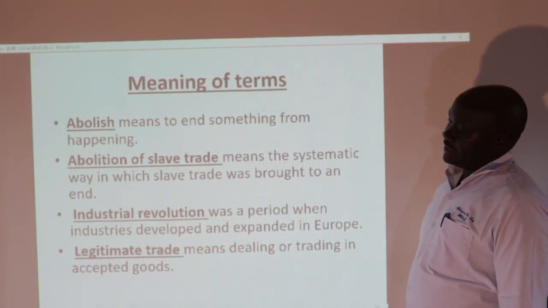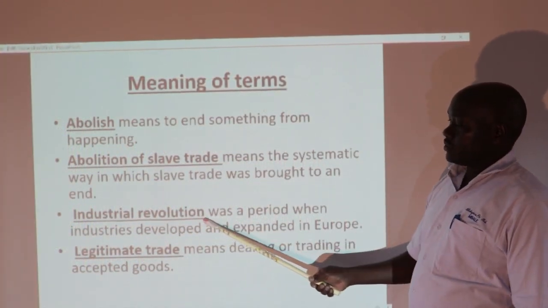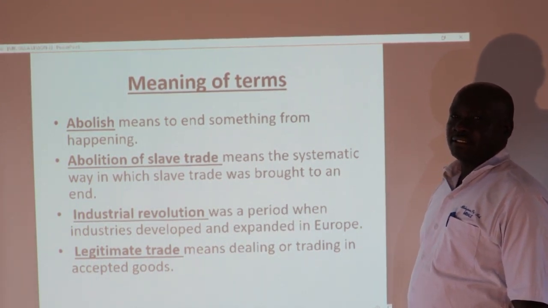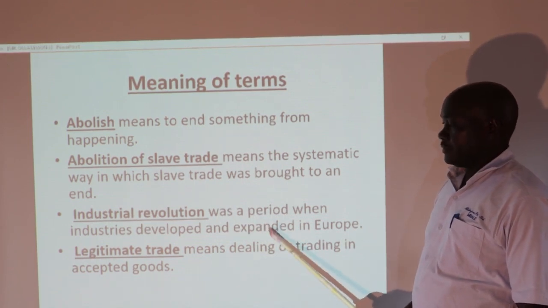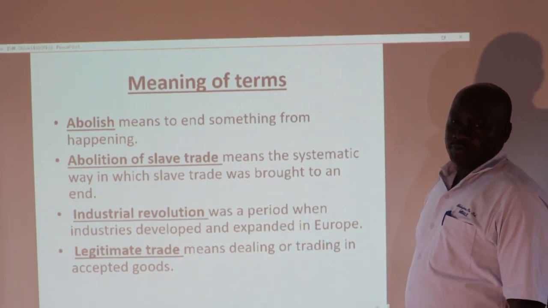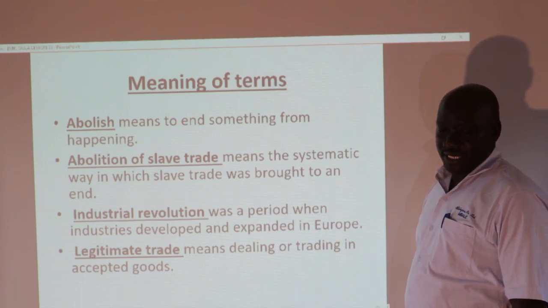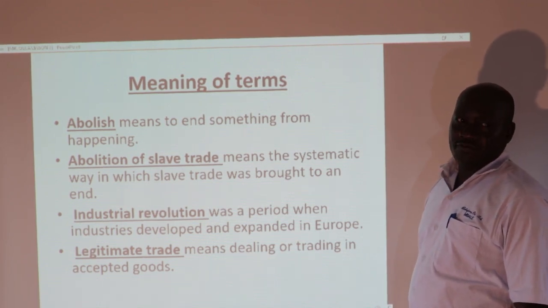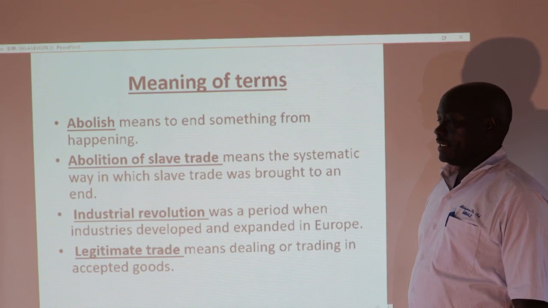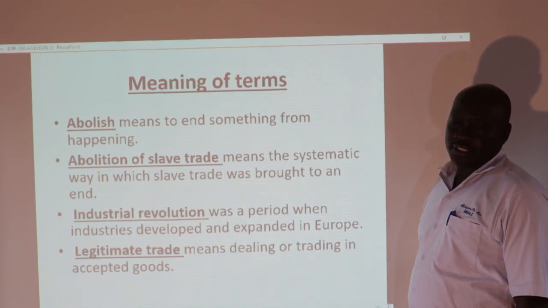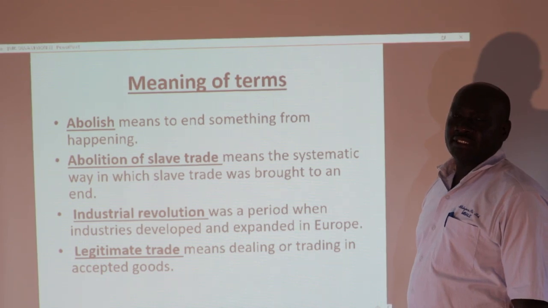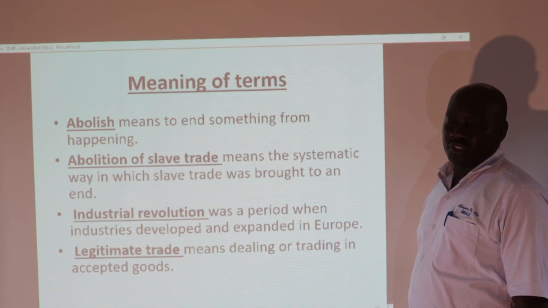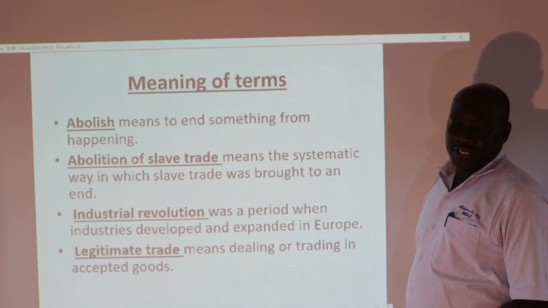Now, our next word is industrial revolution. Industrial revolution means that was the period in Europe, more so in Britain, when industries expanded and developed. That's what we mean by industrial revolution. That was the period when industries expanded and developed in Europe. And more so, those industries were majorly developing in Britain.